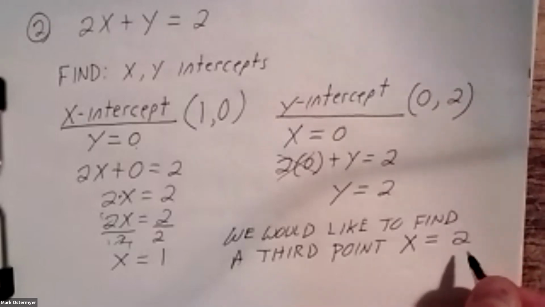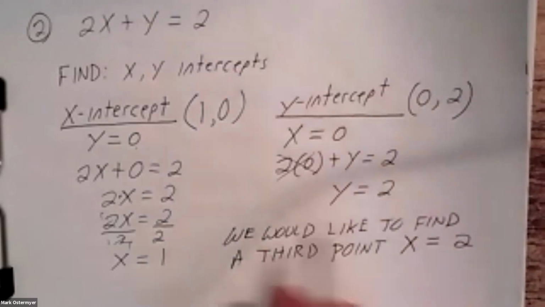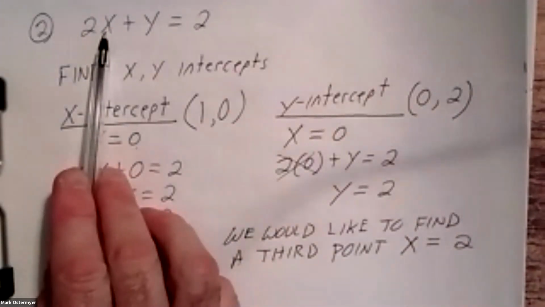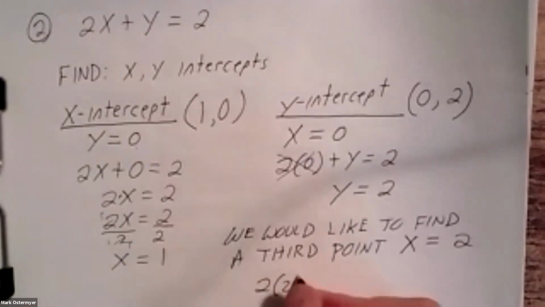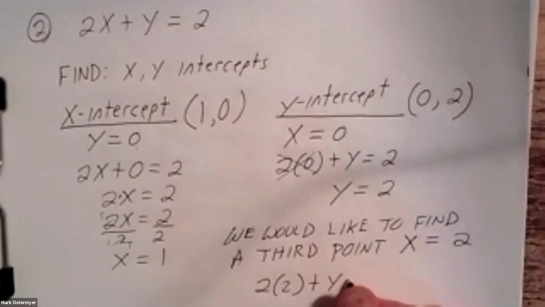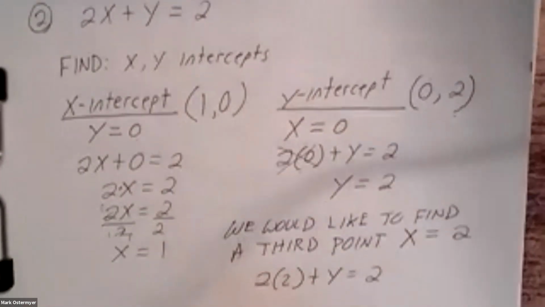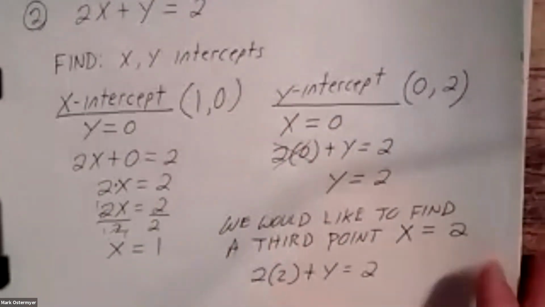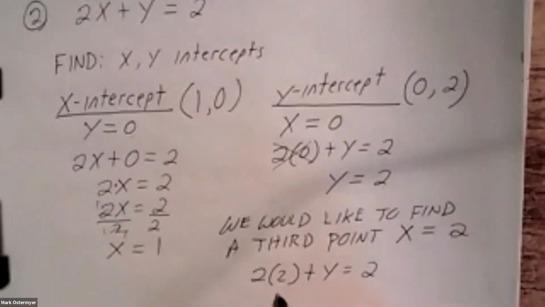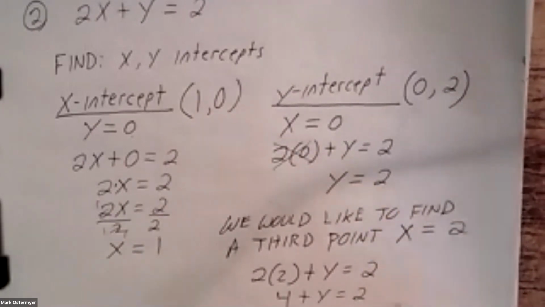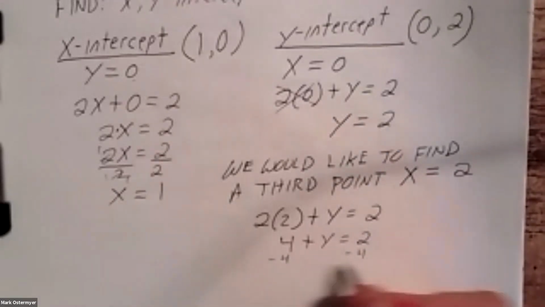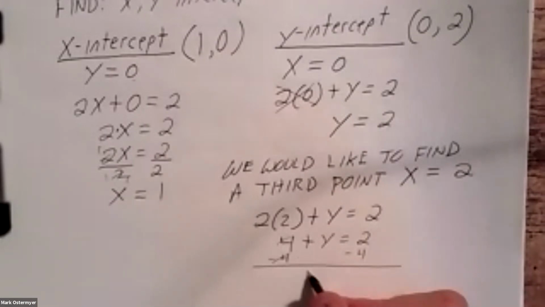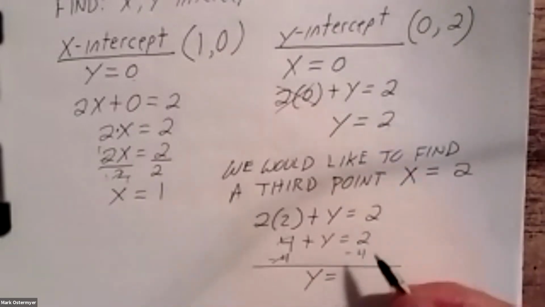If x is 2, we'll substitute 2 in for the x variable in the equation, in which case we'll have 2 times 2 plus y is equal to 2. Now, how do we solve for y here? 2 times 2 is 4. And then we subtract what? 4 from both sides? The 4's drop out here, and we're left with y is equal to, what's 2 minus 4?